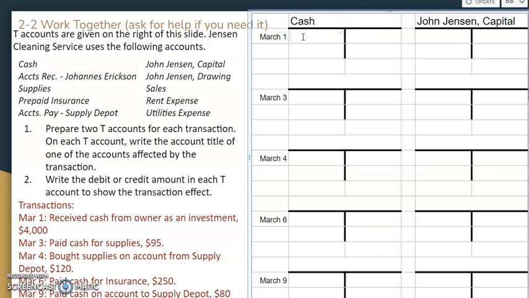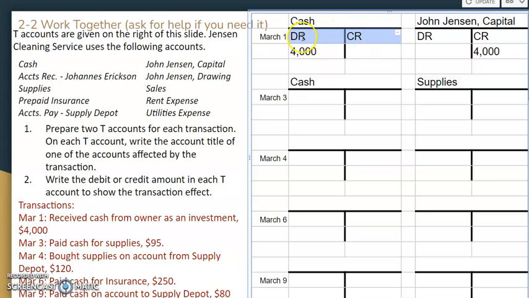So if we received cash, it goes up. Debit's here, credit's here, and it will be a $4,000 debit. From capital, so that will be a $4,000 credit to increase the capital. March 3rd, paid cash for supplies, $95. So our two accounts used, cash and supplies.